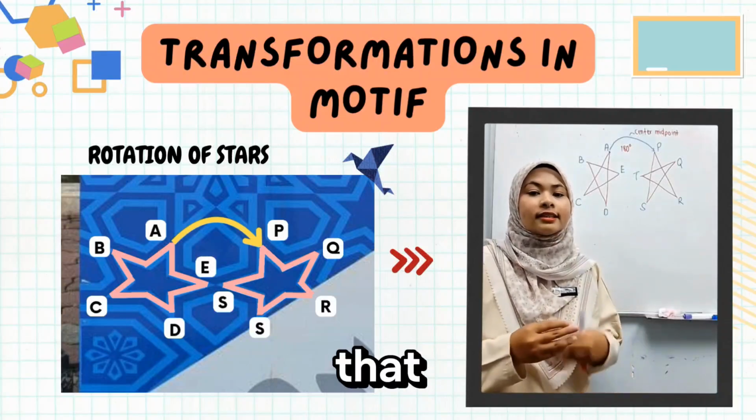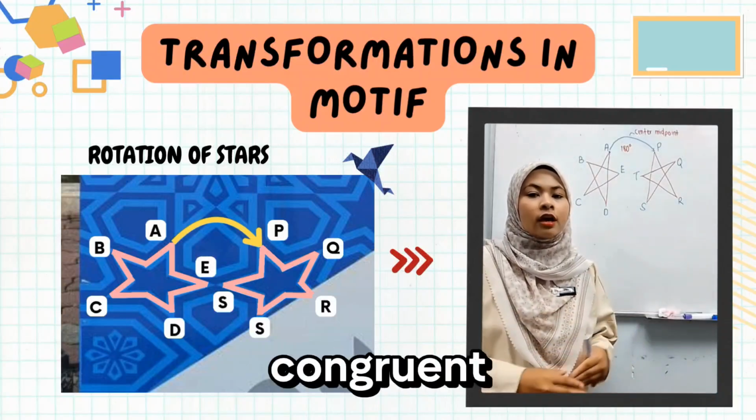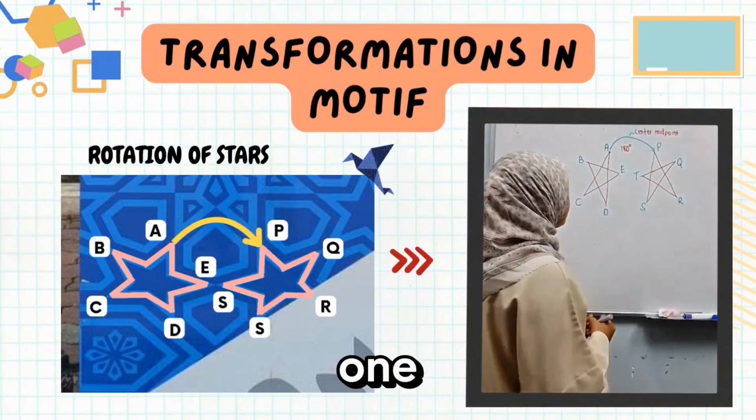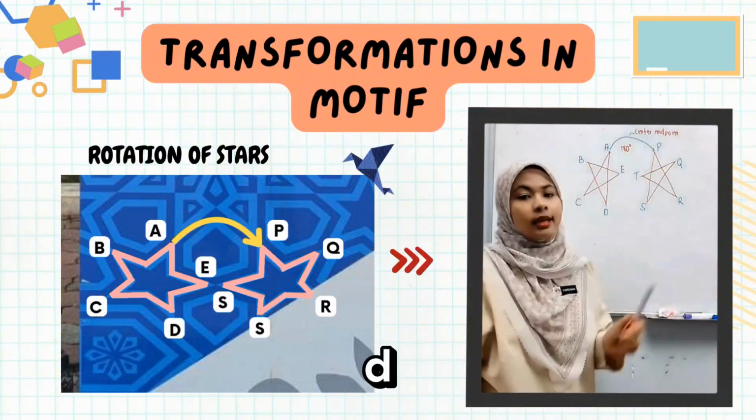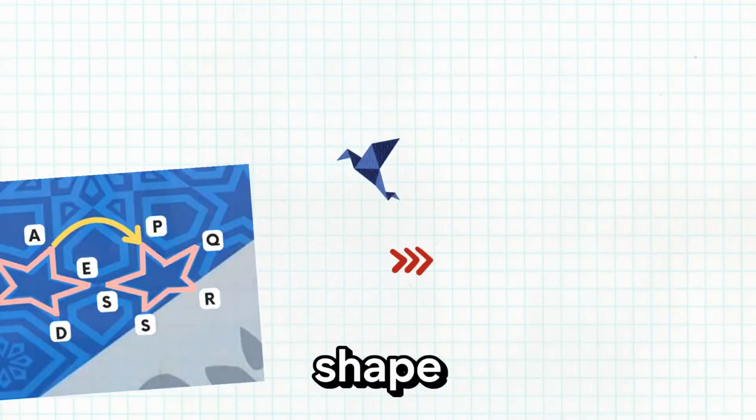This shows that the rotated shape is congruent to the original one. That means star A, B, C, D, E and star P, Q, R, S, T are the same shape.